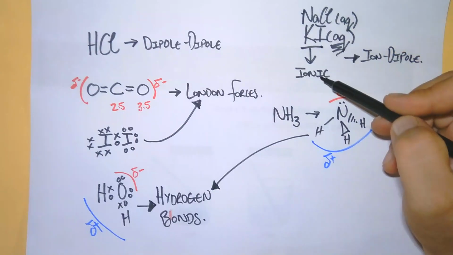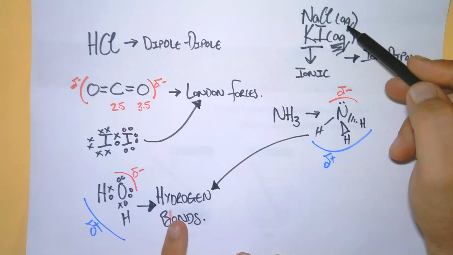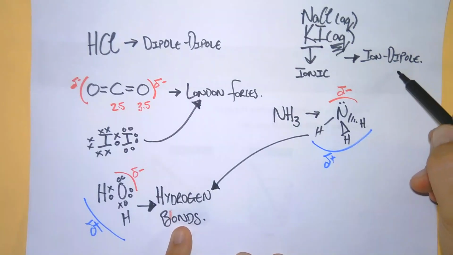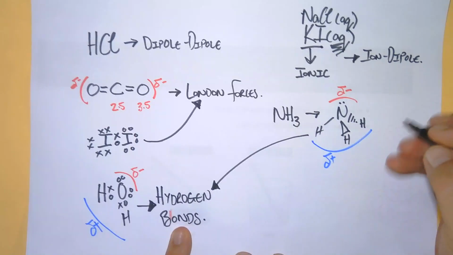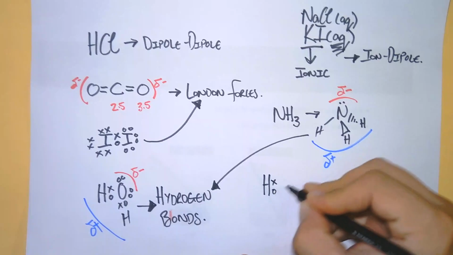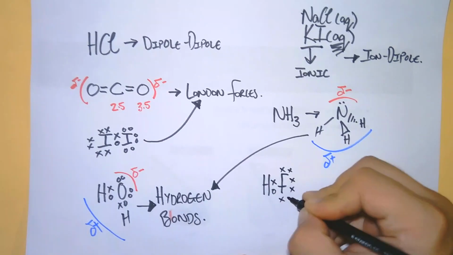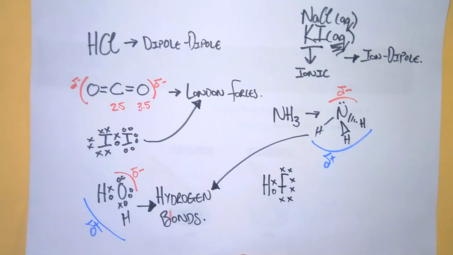Sodium chloride is an ionic substance, and it's aqua, meaning in water. So we know we're dealing with an ion-dipole substance. Okay. Then we have hydrofluoric acid. So HF, a little molecule that looks like that.